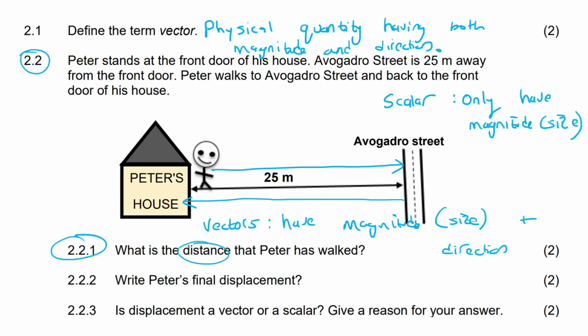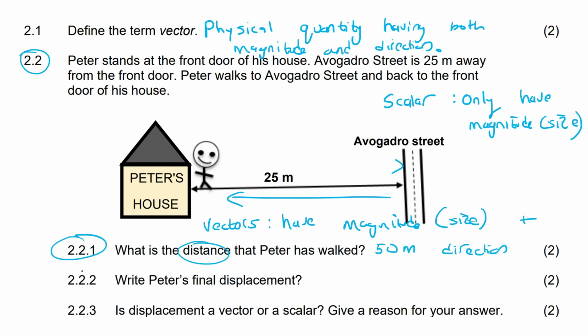Now, distance is very easy. You've been using distance since you were like 3 years old. If you walk 10 meters and you walk another 10 meters, how far have you walked? 20 meters. So if you walk 25 meters that way, and then you walk 25 meters that way, well, that's easy. That's just going to be 50 meters.